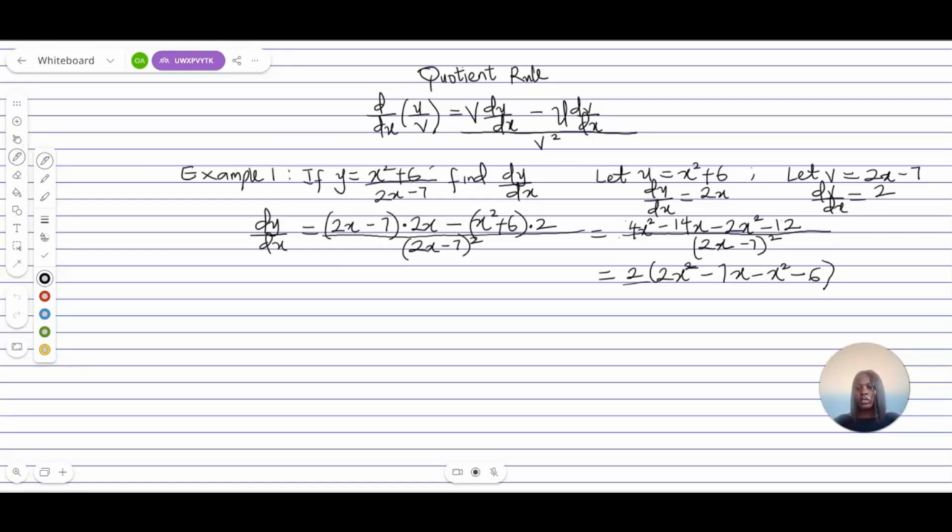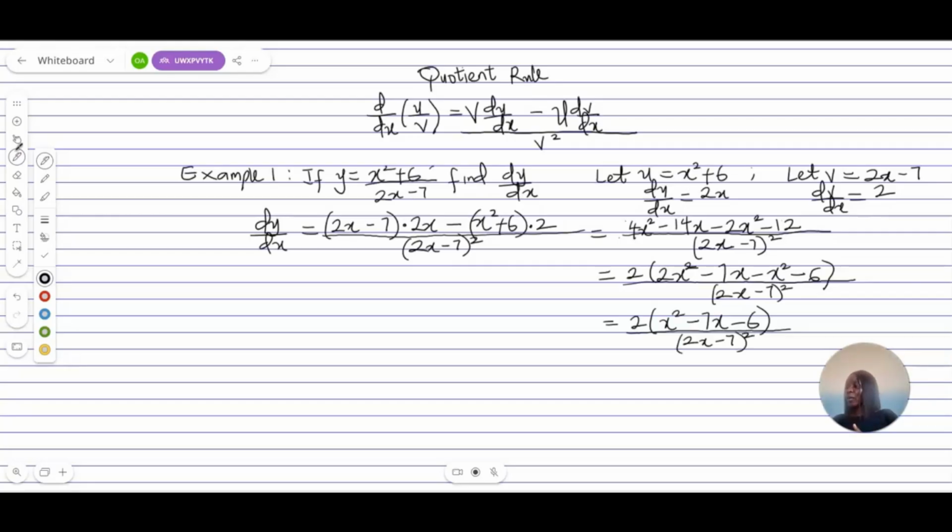So the whole of this is being divided by 2x minus 7 all squared. But if you look at this, there's x squared here. I can bring this together. 2x squared minus x squared is simply x squared. So my final answer here should simply be x squared, then minus 7x, then minus 6, all divided by 2x minus 7 all squared, and that's it.